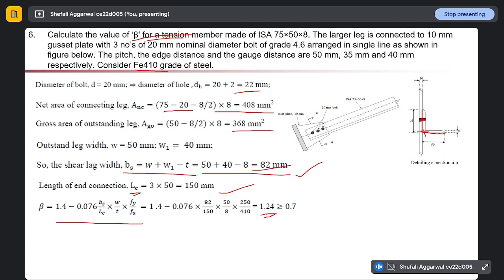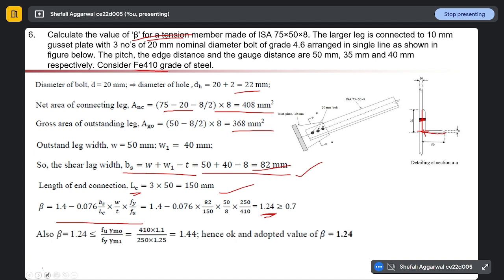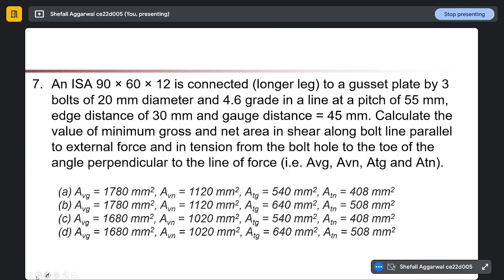So what is the check? Our beta value should always be greater than or equal to 0.7, which is satisfied. Other thing is our beta value should be less than Fu gamma m0 divided by Fy gamma m1. So applying that formula, it should be less than 1.44. So it is satisfying both the conditions. So we will take beta as 1.24. Okay, if this question is clear, then we will go to the next question.